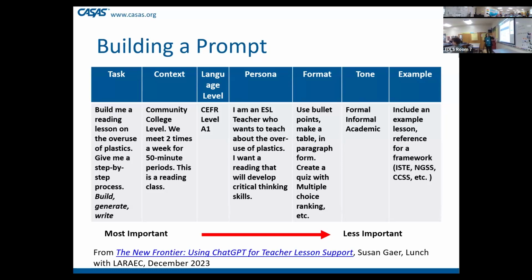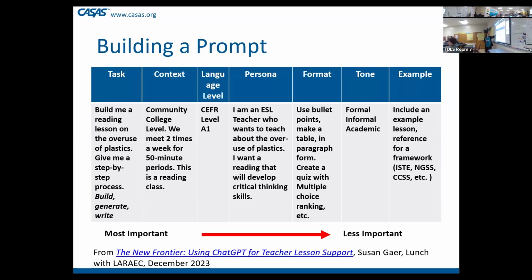She said that when you're building a prompt, this is the most important thing you have to do, to build an appropriate prompt so that you get what you want sooner than we got it. Because we just started from the air, we didn't know what we were doing. But if you use some of these things, that might help you. We're gonna do this together, so think about it. For example, for the task: build me a reading lesson on the overuse of plastics, give me a step-by-step process, build, generate, write. So she's saying to be very specific, ask for a step-by-step process if that's what you want. The more specific you are, the better result you'll get.